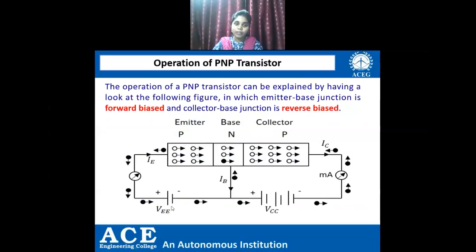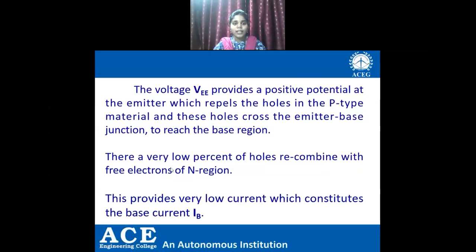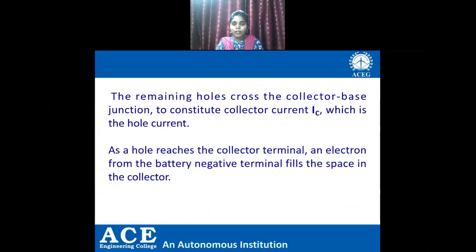Now this is the VEE, right? This is the battery VEE given to the emitter base, and this is the VCC which is given to base and collector. Right? A very low percent of holes recombine with the free electrons in the N region because N is lightly doped and the width of that region is less. This provides a very low current which constitutes the base current IB. Just now we have seen base current IB. The remaining holes cross the collector base junction to constitute collector current IC, which we have seen, right, which is the hole current.